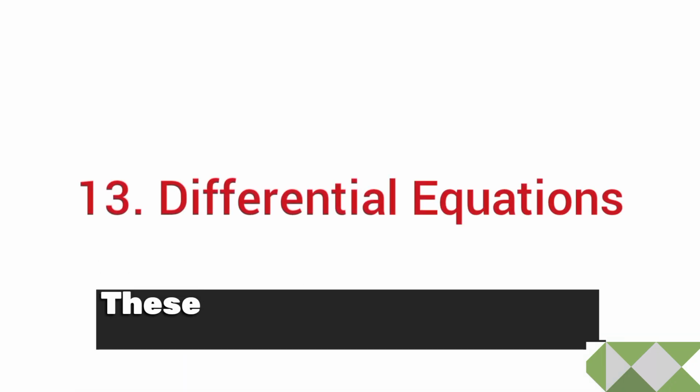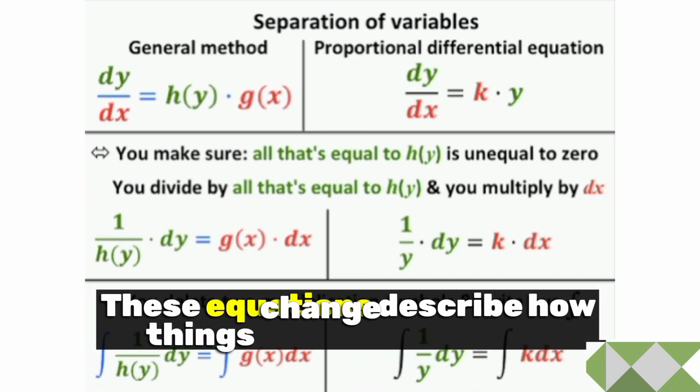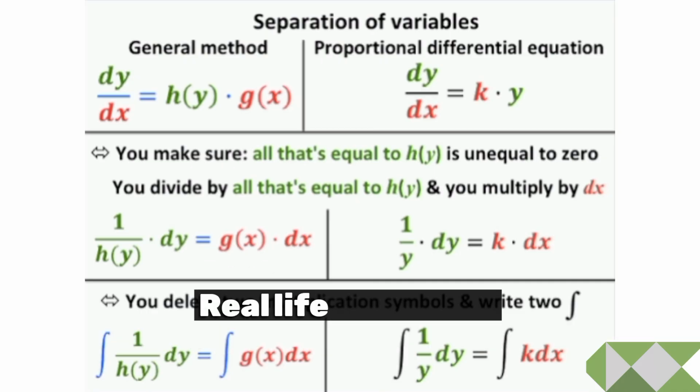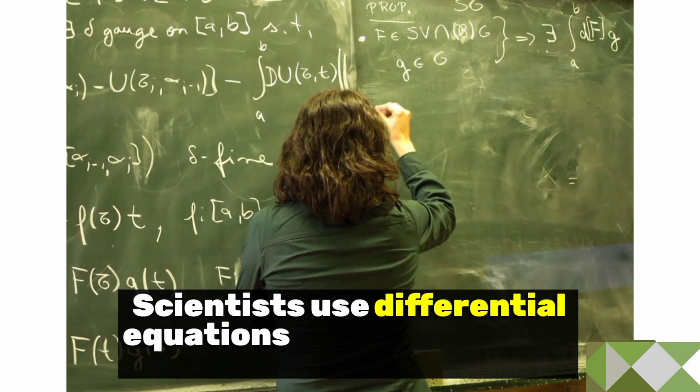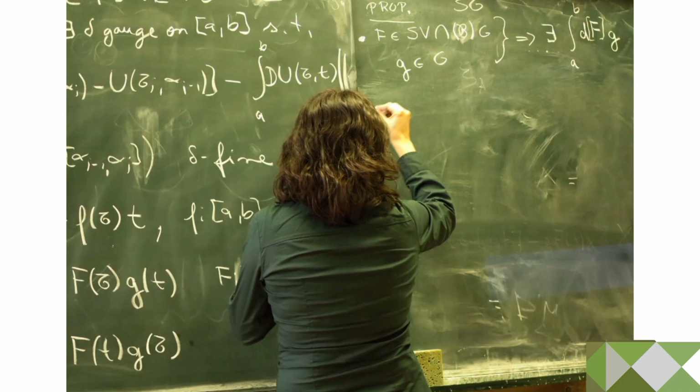Differential equations. These equations describe how things change over time. Real-life examples: spread of diseases, population growth, cooling of hot coffee, charging a mobile phone. Scientists use differential equations to predict future behavior.